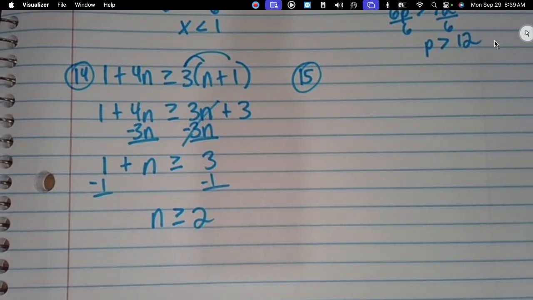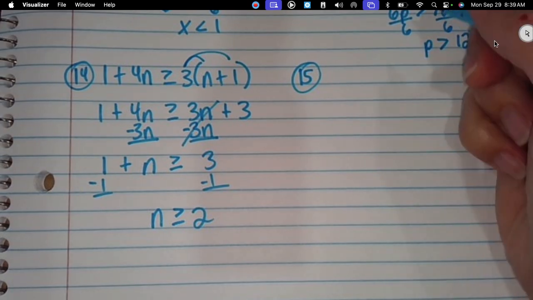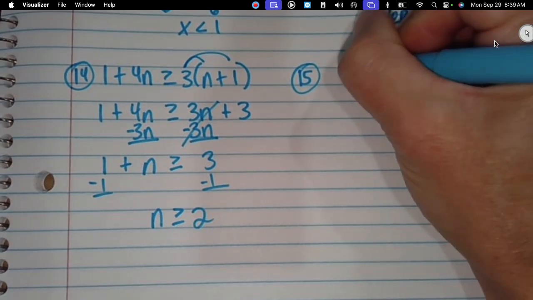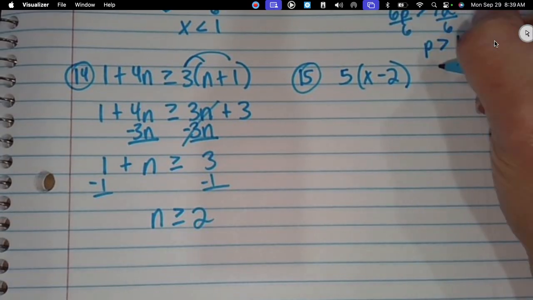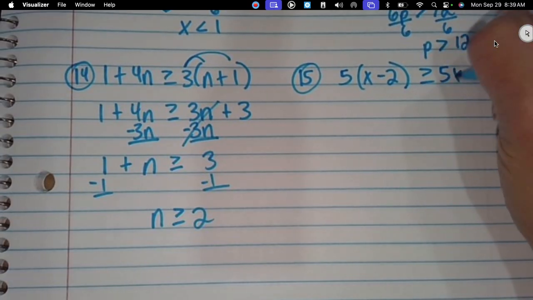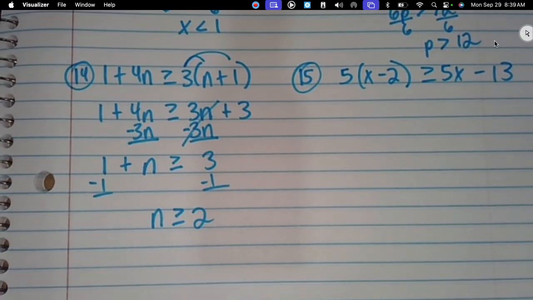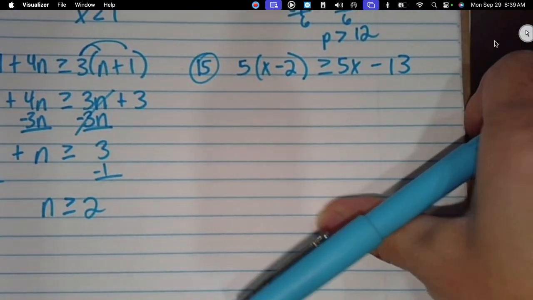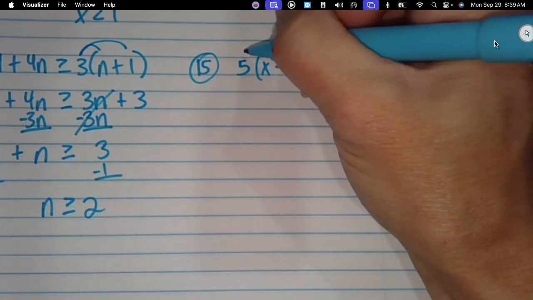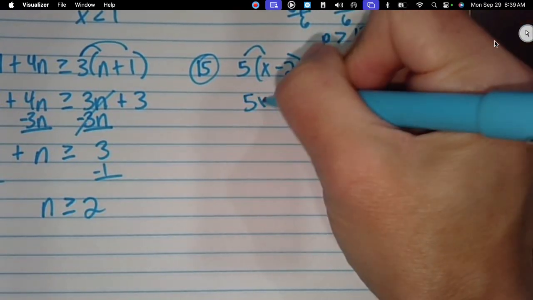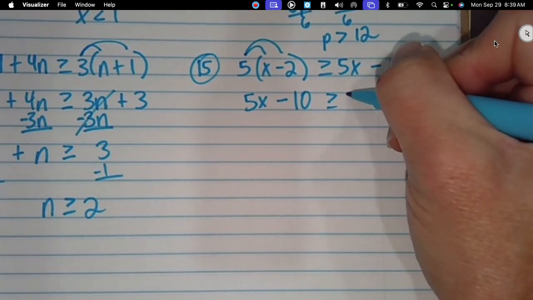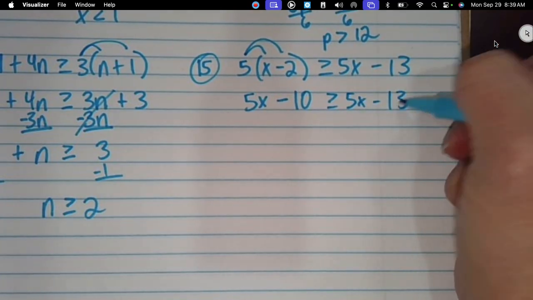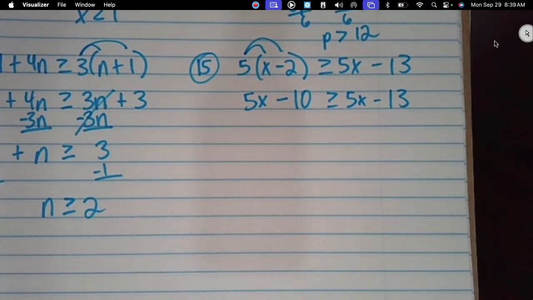15. Now this one's weird, but it's the same thing as number 14. Let's see what happens. I've got 5 times x minus 2 is greater than or equal to 5x minus 13. What do I do with the 5 on the outside of parentheses? Again, the same thing. 5 times x is 5x. 5 times negative 2, I'll put minus 10. All right. Now, I have x's on both sides, so I've got to move it.